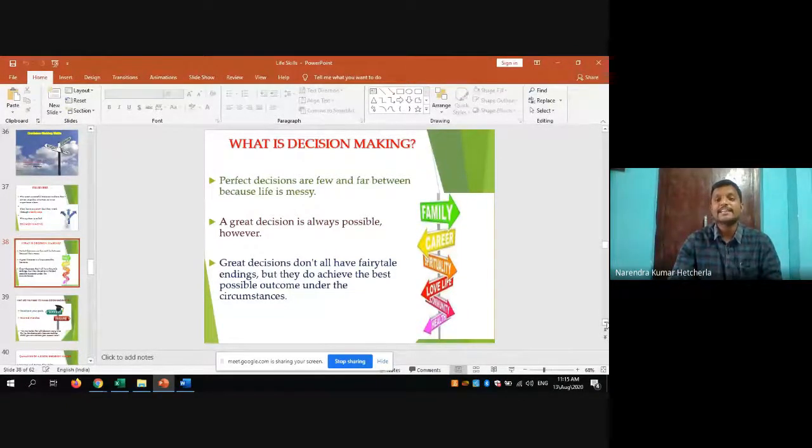So a great decision is always possible, right? However, great decisions don't all have fairy tale endings. What does fairy tale endings mean? When you are kids, maybe your grandmother might have narrated fairy tales. Anaganaga oka roju, oka raju. Every fairy tale ends with a happy ending. Am I right? But remember, great decisions don't always have fairy tale endings. But they do achieve the best possible outcome under the circumstances.